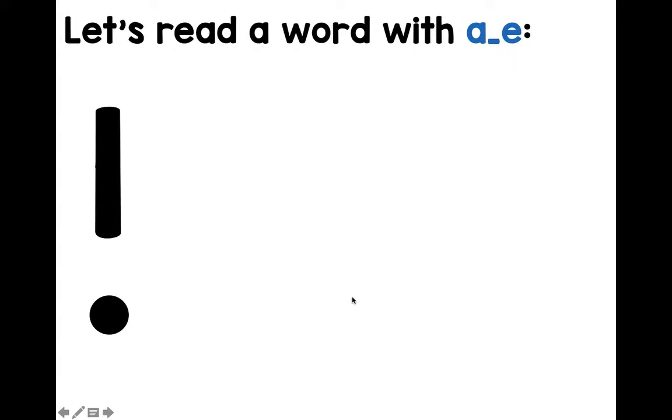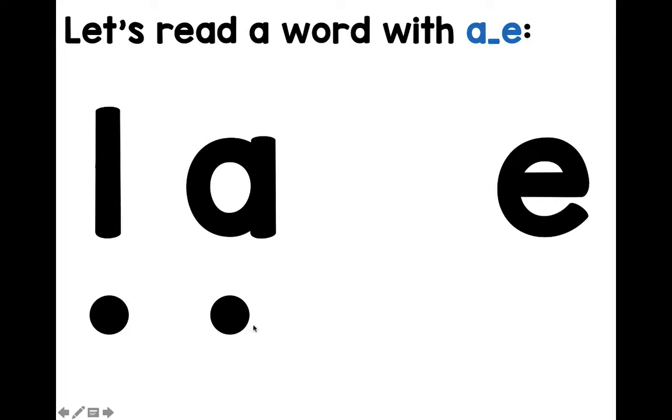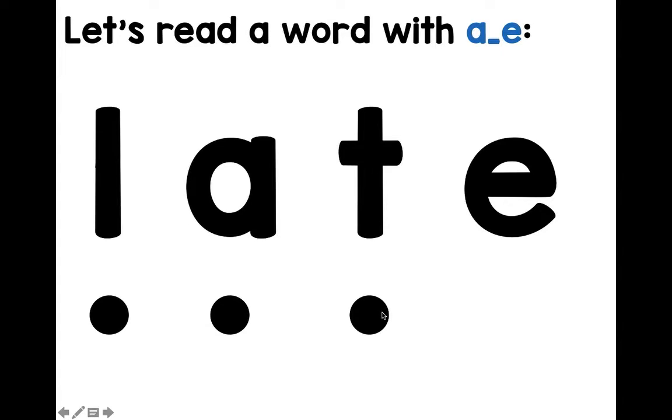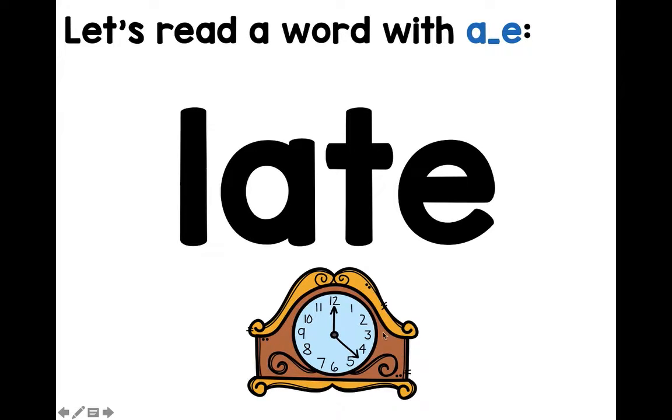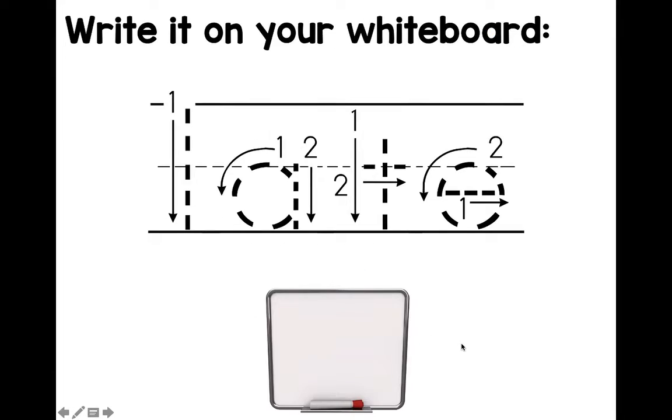Let's read a word with a blankie. Put your finger on the dot and say L, A, T, late. That's our first word for long A. And there's a picture of a clock with somebody late. Now, you may pause the tape to write it on your whiteboard.